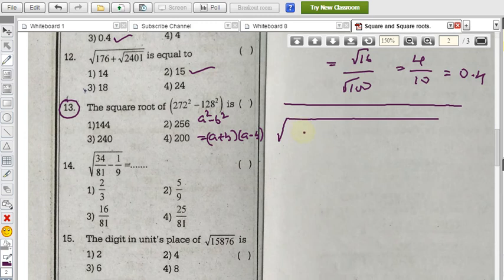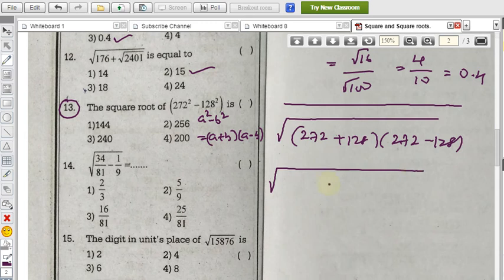That is root of 272 plus 128 into 272 minus 128. 272 plus 128 is 400. And that is 400 into 272 minus 128. You can do the subtraction: 272 minus 128, 12 minus 8 is 4, 6 minus 2 is 4.